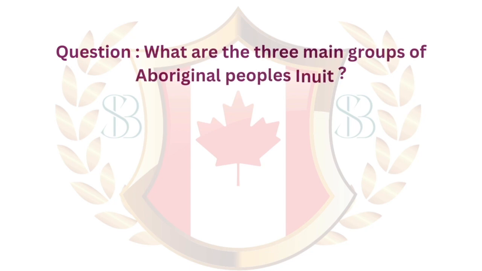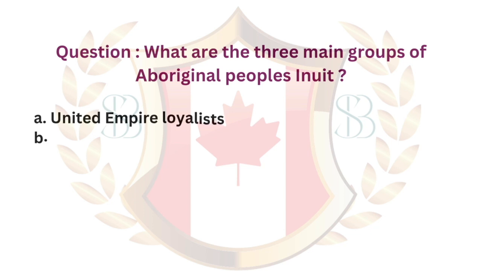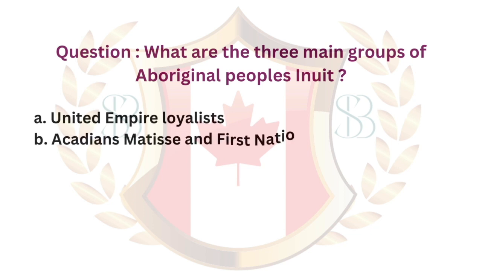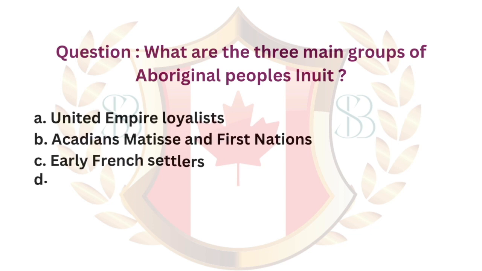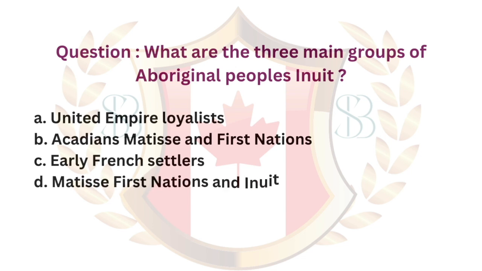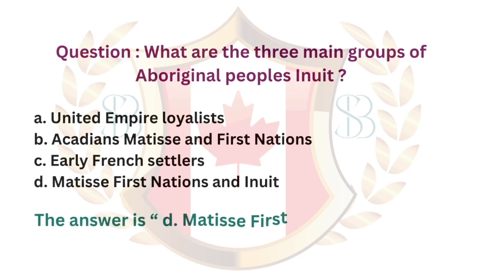Question. What are the three main groups of Aboriginal peoples? A. United Empire Loyalists. B. Acadians, Métis and First Nations. C. Early French settlers. D. Métis, First Nations and Inuit. The answer is D. Métis, First Nations and Inuit.